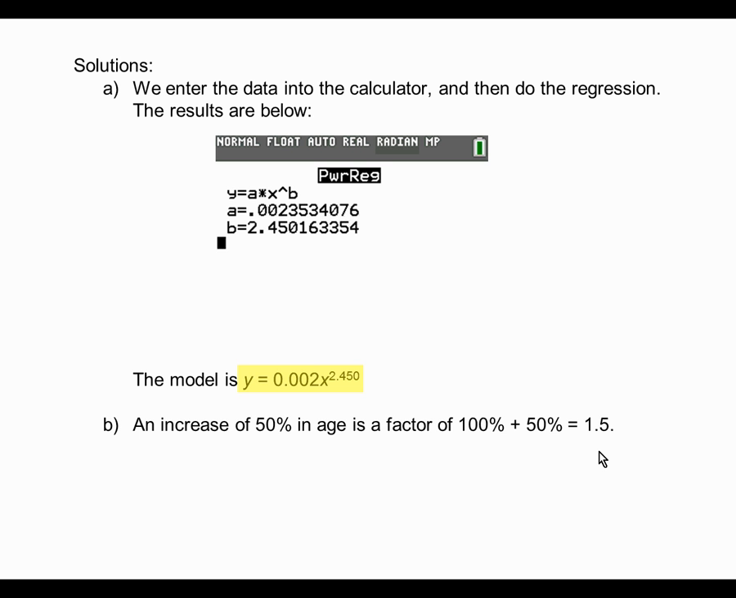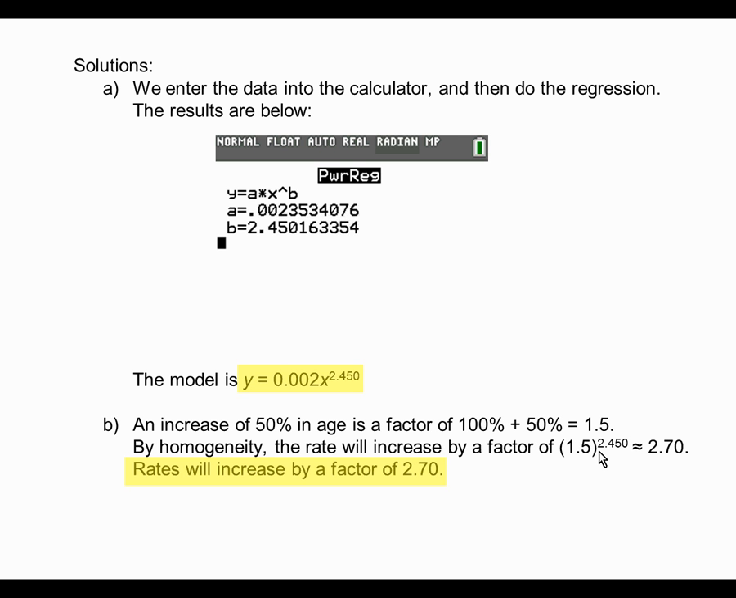Question B: an increase of 50% in age is a factor of 1.5, right? 100% plus 50%. So I'm multiplying the x values by 1.5. Remember, according to the homogeneity property, the rate will increase by a factor of 1.5 raised to the 2.450 power, which is about 2.70 to the nearest hundredth. So rates will increase by a factor of 2.70.